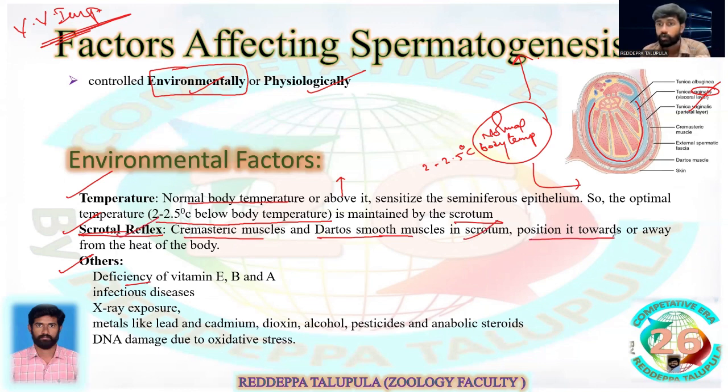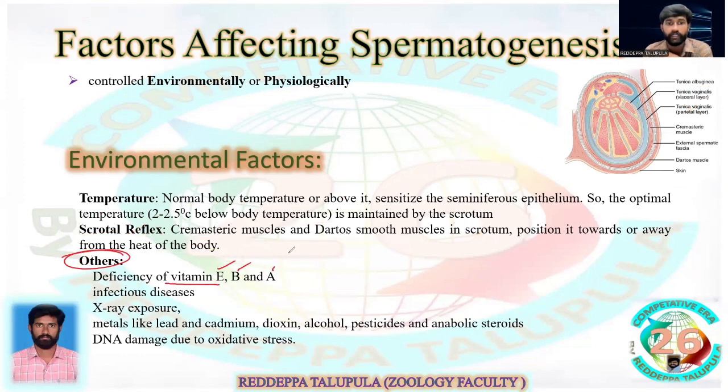That means positioning it towards or away from the heat of the body. If any changes happen in the scrotal reflex, and there is a need for movement of the scrotum towards the testes but it is not happening, then surely there will be less temperature than required. Thus, spermiogenesis is not promoted. Like that, the scrotal reflex also affects spermatogenesis. Next, others, that means deficiency of vitamin E, B, A, and elements like Zn2+. All these things will affect spermatogenesis.